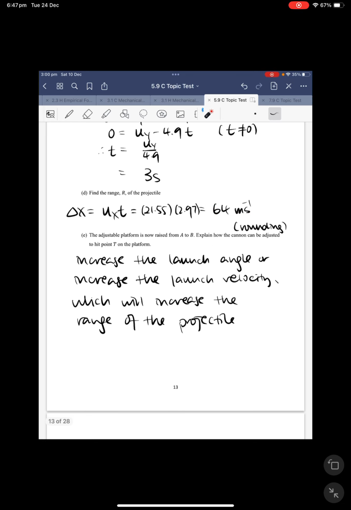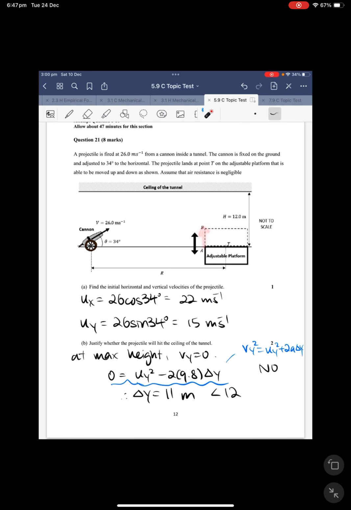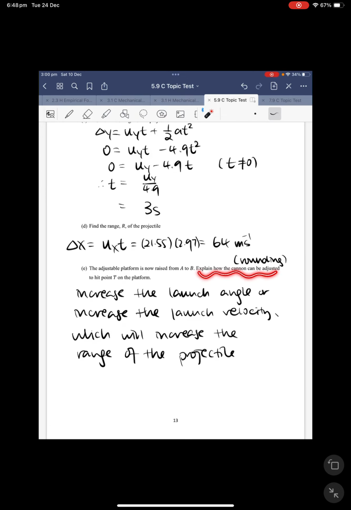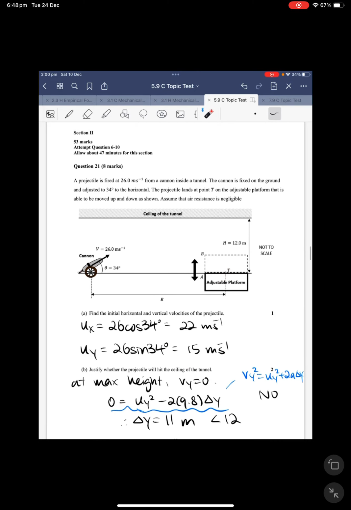Part E says the adjustable platform is now raised from A to B, so it has been raised upwards like this. So now the projectile needs to land like this. So, explain how the cannon can be adjusted to hit point T on the platform. There are two ways to do this. We can either increase the launch angle, or we can increase the launch velocity. Both of these factors will increase the range of the projectile, and so instead of landing at this spot T, it will land maybe at this spot, you know, T prime, right? And so, it's going to take a path that is perhaps something like this.